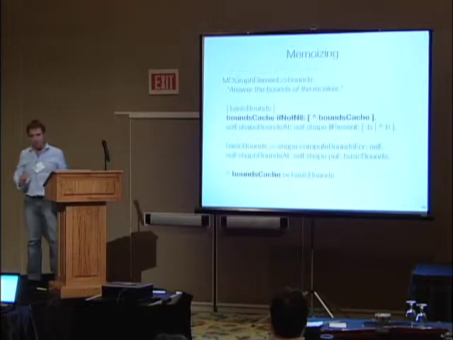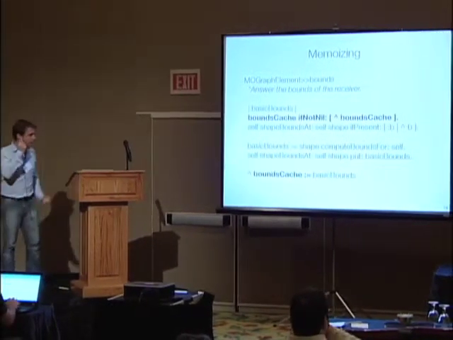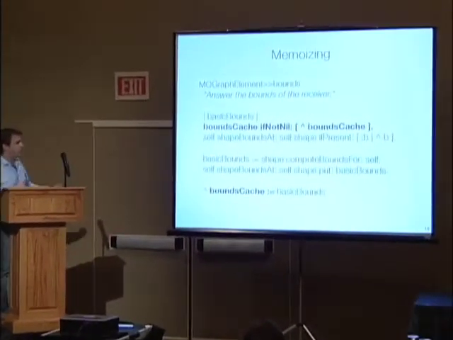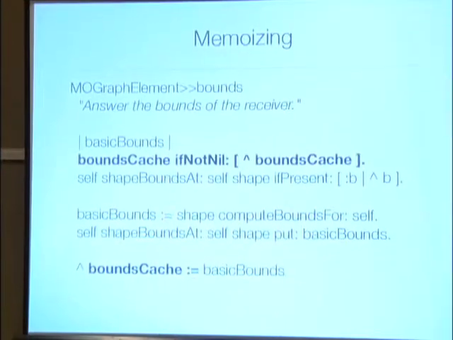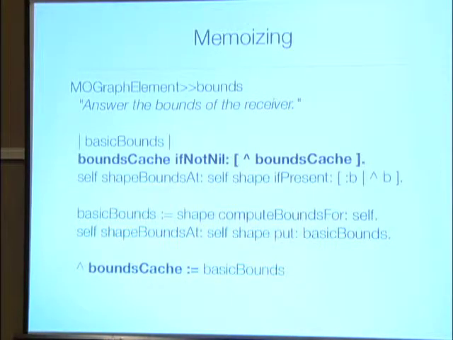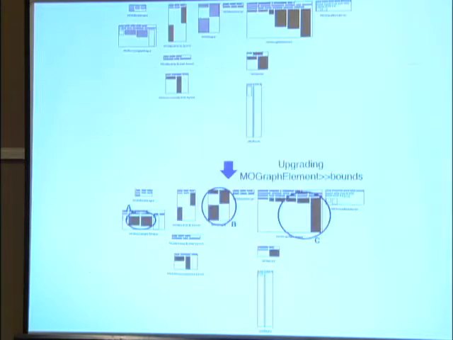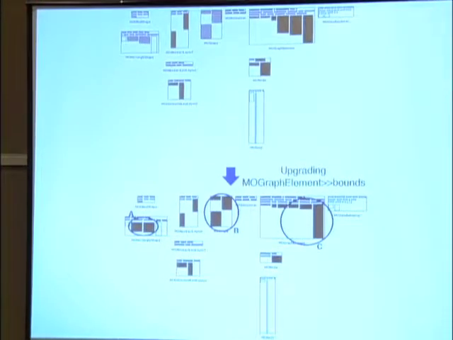Since the method has been painted in yellow, introducing a cache might be a good thing. In that case, it is. So I augmented the class MOGraphElement with an instance variable called boundsCache, and I wrote this first line of code: if boundsCache is not nil, then I return the value of it, and then I initialize boundsCache at the end. With just these 2 lines, I gain a lot in terms of execution time.